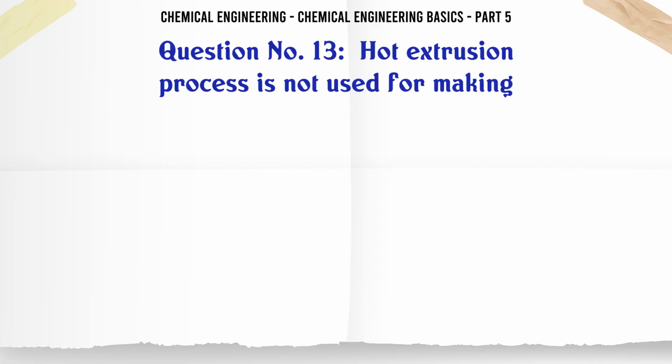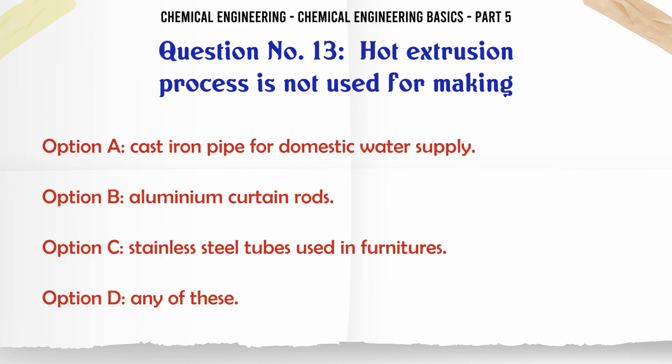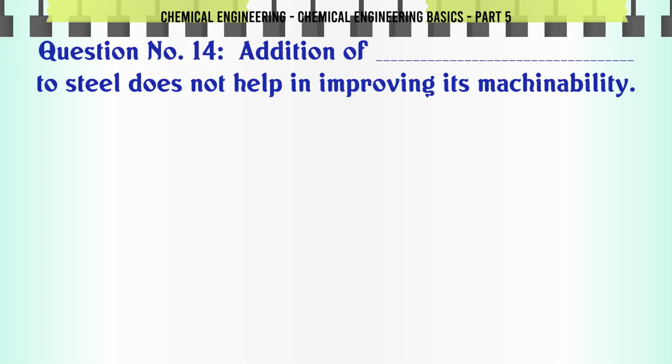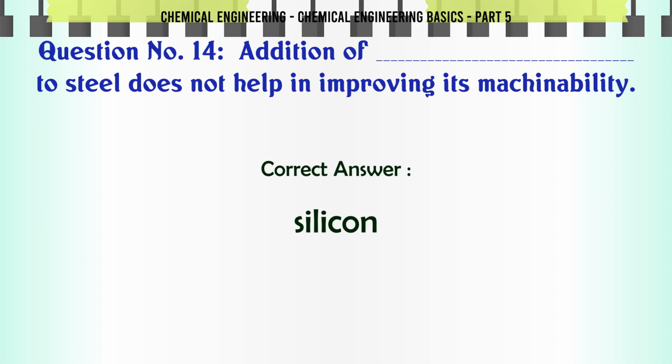Hot extrusion process is not used for making A. cast iron pipe for domestic water supply. B. aluminium curtain rods. C. stainless steel tubes used in furnitures. D. any of these. The correct answer is cast iron pipe for domestic water supply. Addition of blank to steel does not help in improving its machinability. A. sulfur. B. silicon. C. lead. D. phosphorus. The correct answer is silicon.